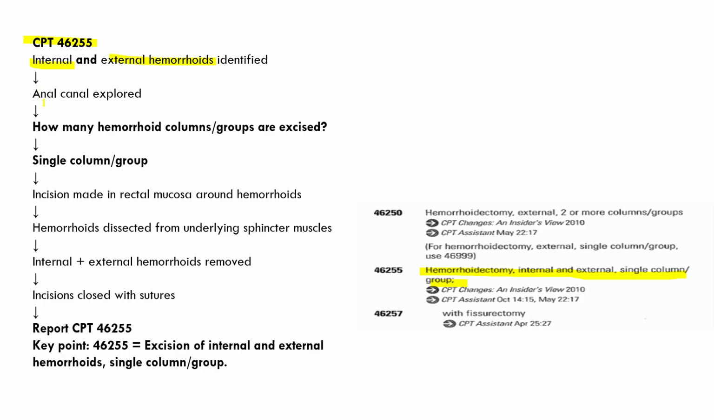Okay, he will identify and explore, and you need to check how many hemorrhoid columns or groups are excised. If it is a single column or group, he will make an incision in the rectal mucosa around the hemorrhoids, and dissect the hemorrhoids from the underlying muscles. Internal and external hemorrhoids both are removed in this case. So we will report 46255 for both internal and external hemorrhoids when both are removed, that too single column or group.